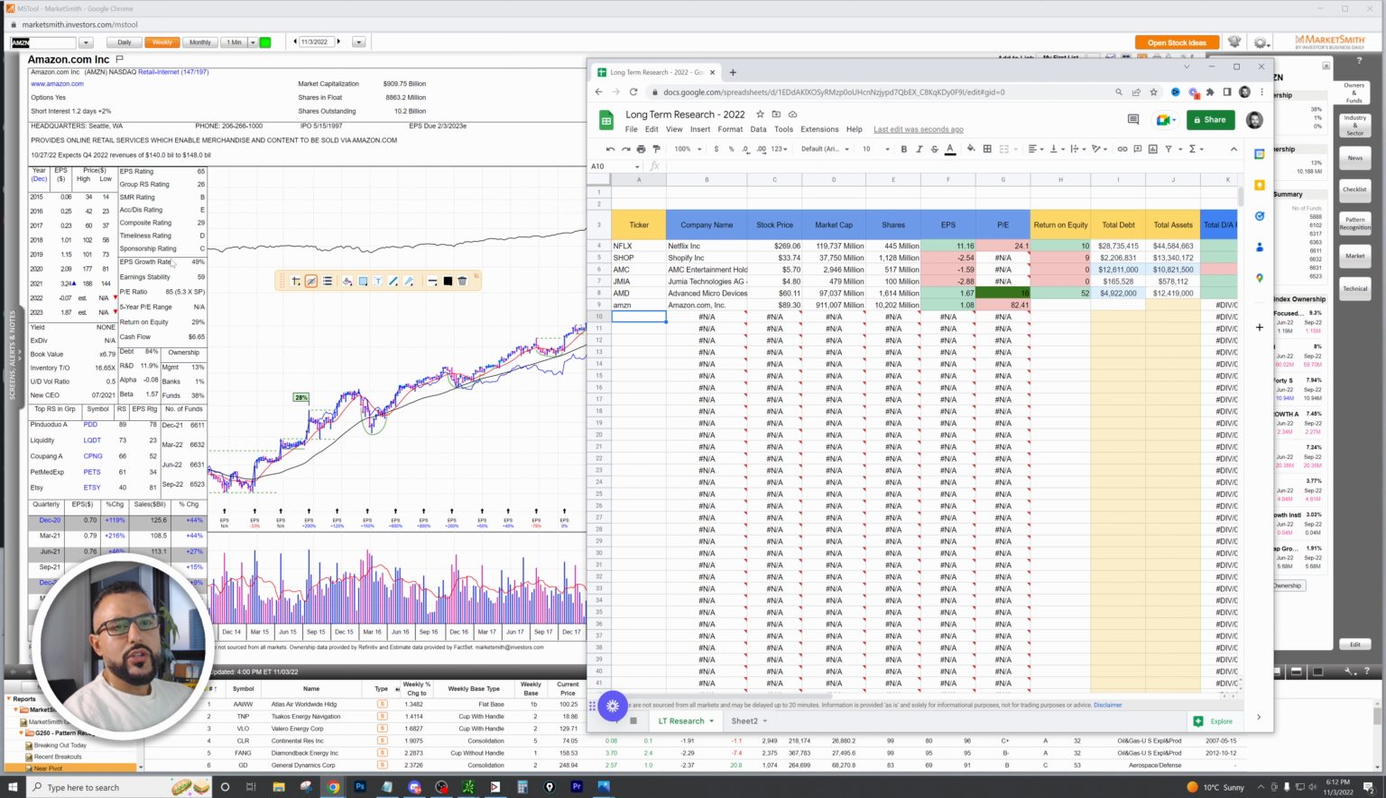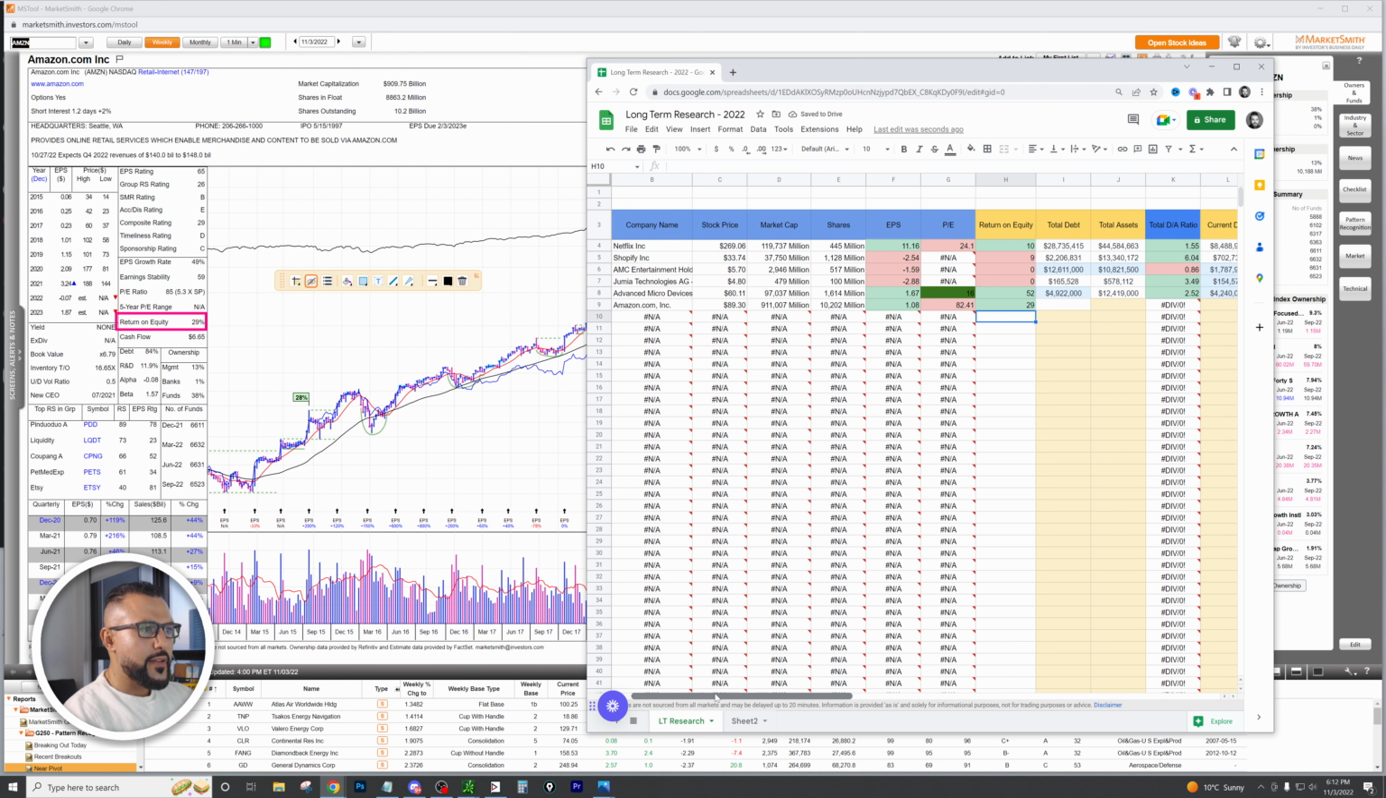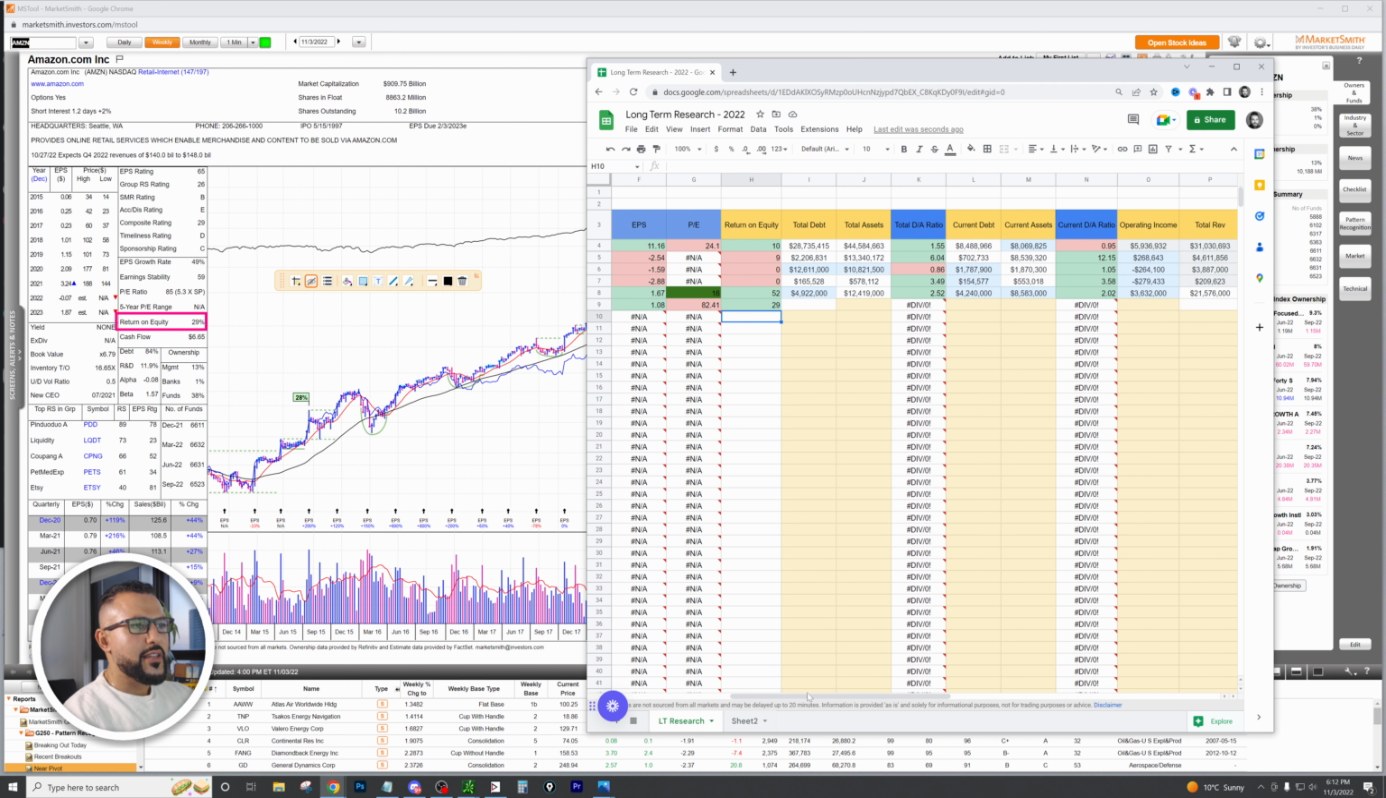Now we need a return on equity. Okay, so return on equity is right here. For those of you that don't know, it is right over here, and that's 29. So we're gonna go ahead and put in 29. Perfect, nice and green.